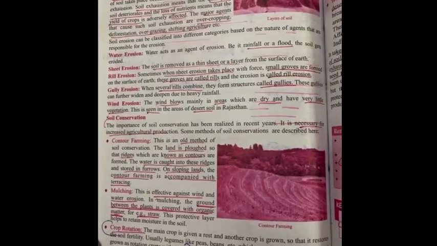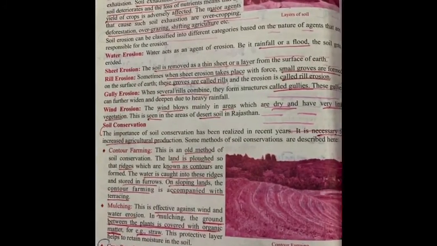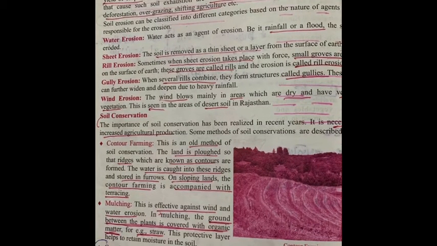The next topic is soil erosion. What is soil erosion? The removal or loss of the top layer of the soil is called soil erosion. Soil erosion actually leads to soil exhaustion. What is soil exhaustion? Soil exhaustion is when the soil gets degraded by losing its minerals and nutrients. So it is going to affect the crop yield. So we have to preserve it.